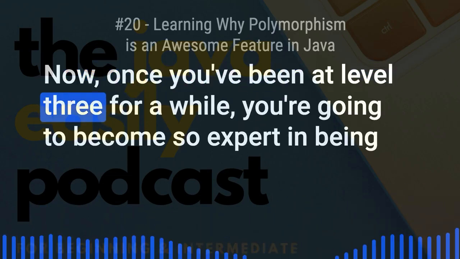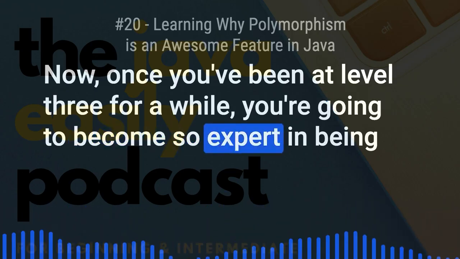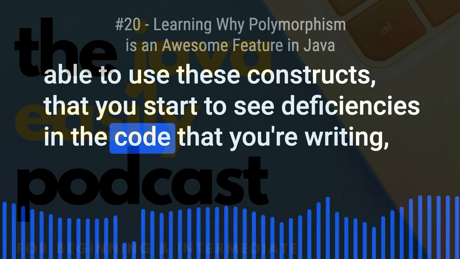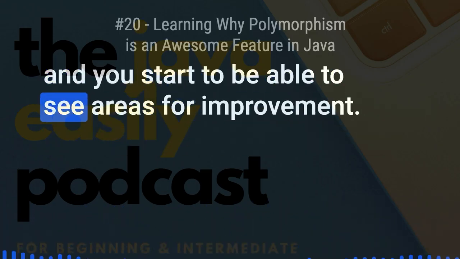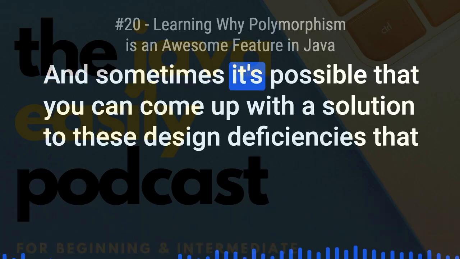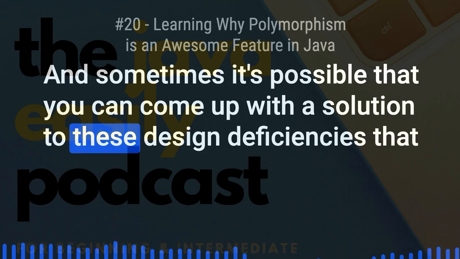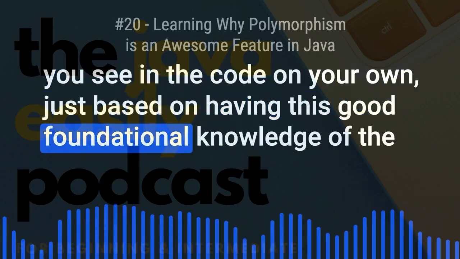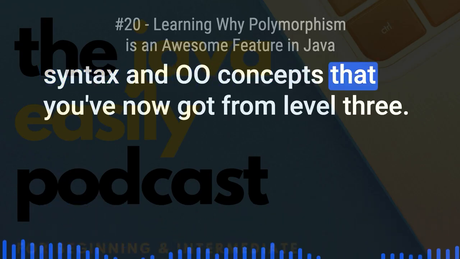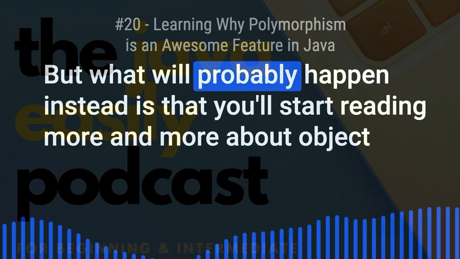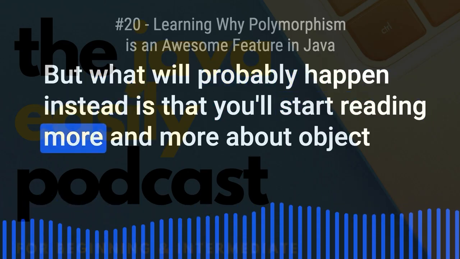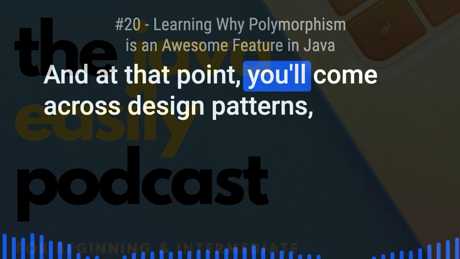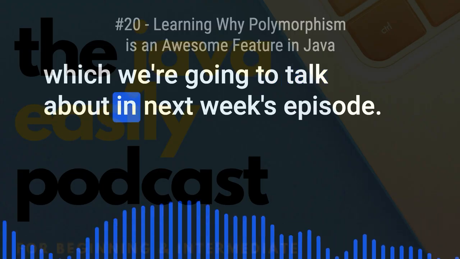Now, once you've been at level 3 for a while, you're going to become so expert in being able to use these constructs that you start to see deficiencies in the code that you're writing, and you start to be able to see areas for improvement. And sometimes it's possible that you can come up with a solution to these design deficiencies on your own, just based on having this good foundational knowledge of the syntax and OO concepts that you've now got from level 3. But what will probably happen instead is that you'll start reading more and more about object-oriented design and object-oriented software engineering, and at that point you'll come across design patterns, which we're going to talk about in next week's episode.